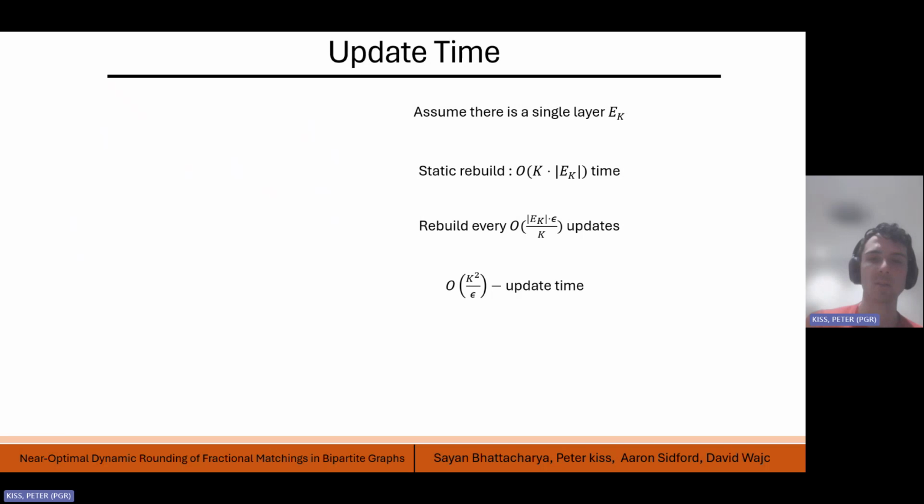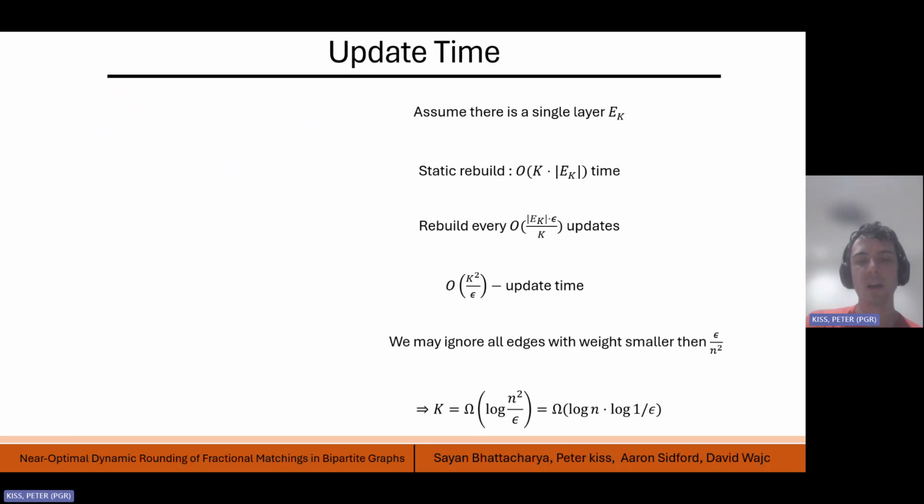So which binary bit do we start from? Well, to begin with, we may ignore very tiny edges, which just can't add up to too much weight over the whole graph. So say if we ignore every edge with weight less than epsilon over n squared, these might add up to at most epsilon weight over the whole graph. So that is fine. However, this requires us to set k to be roughly log n, which will turn into log squared n in update time.